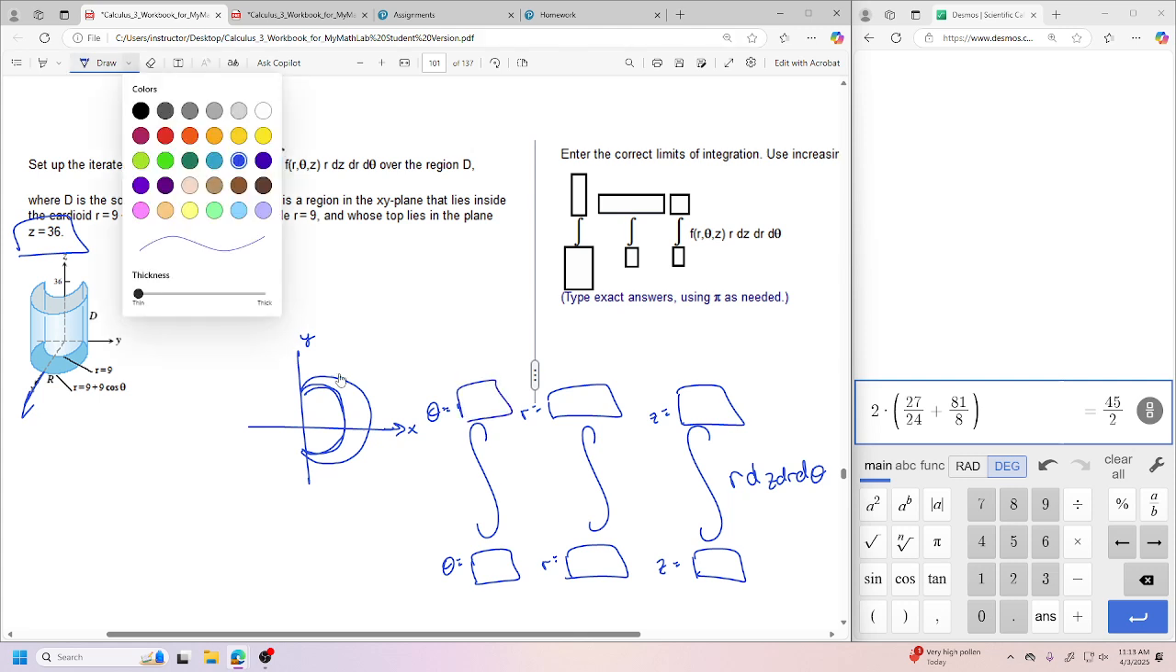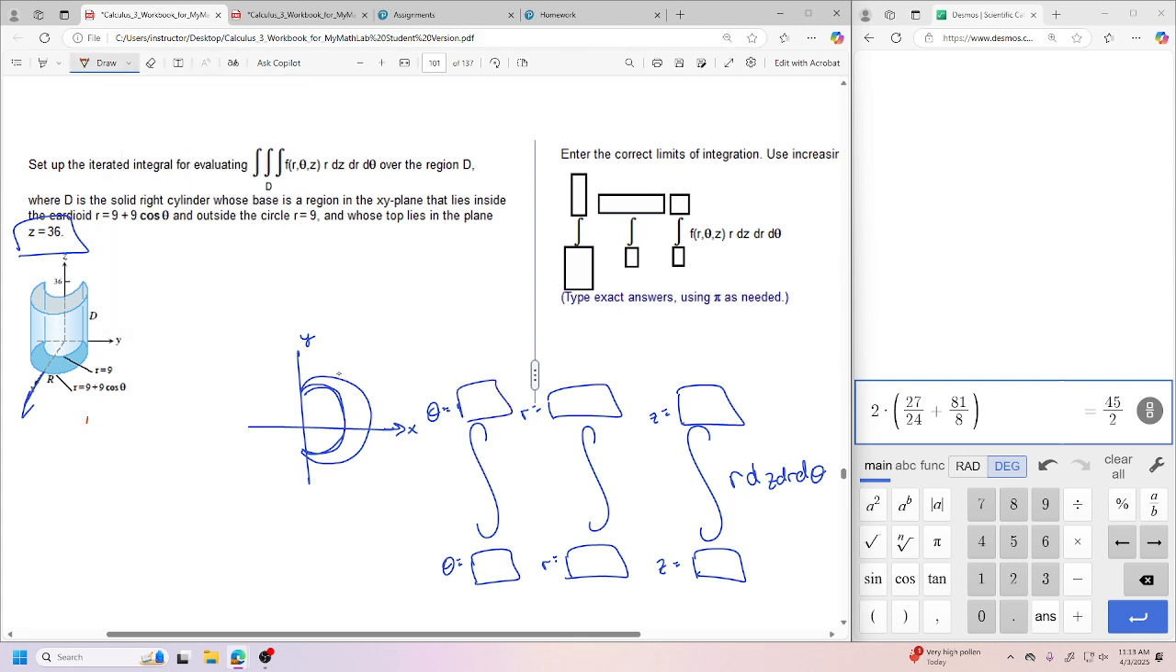Okay, here we go. Z, where are we starting down here? I assume 0. Going until? 36. Done. I love when we get a third of it correct without doing any real math. The theta part's interesting too.